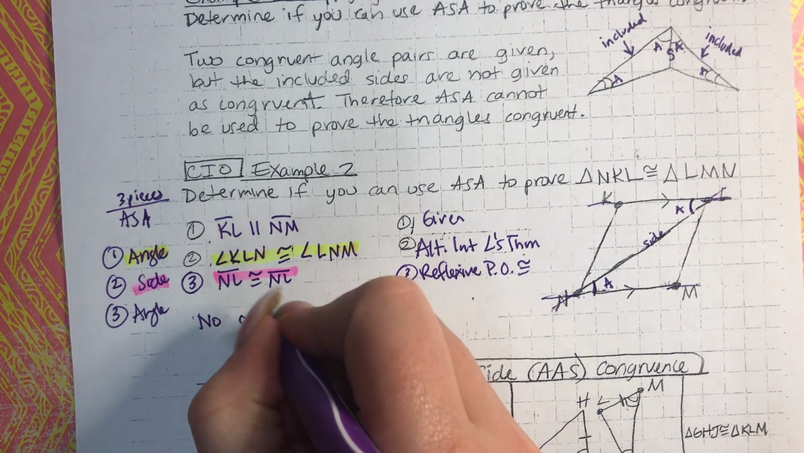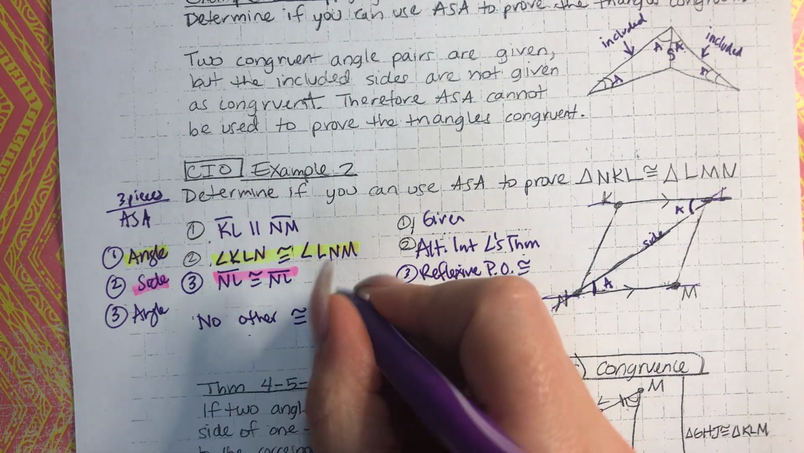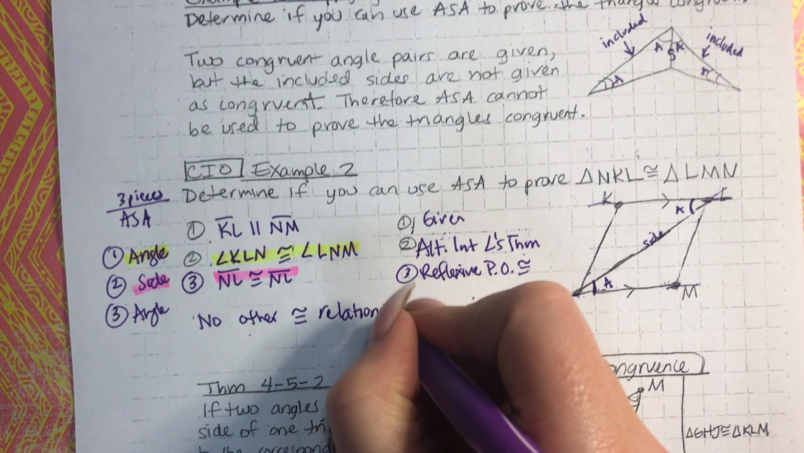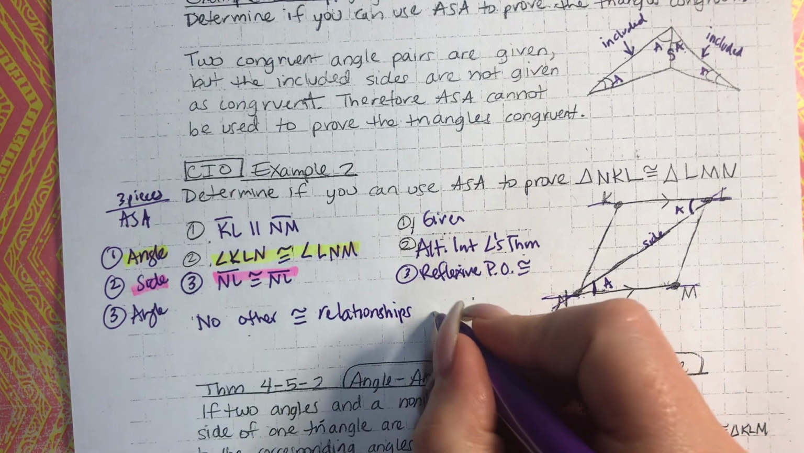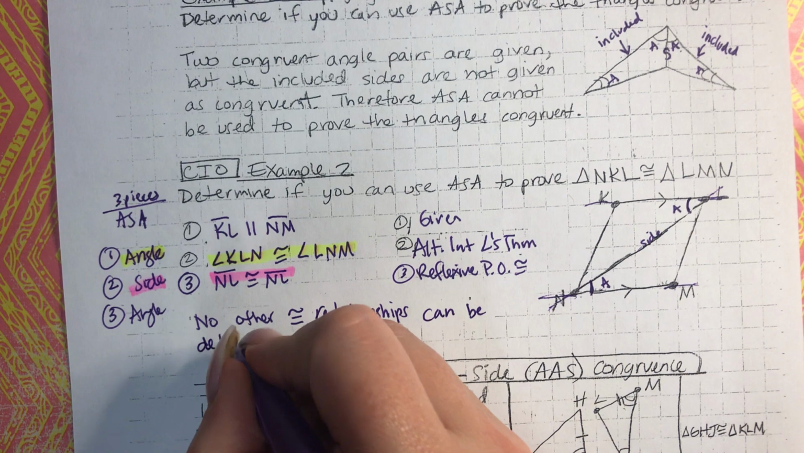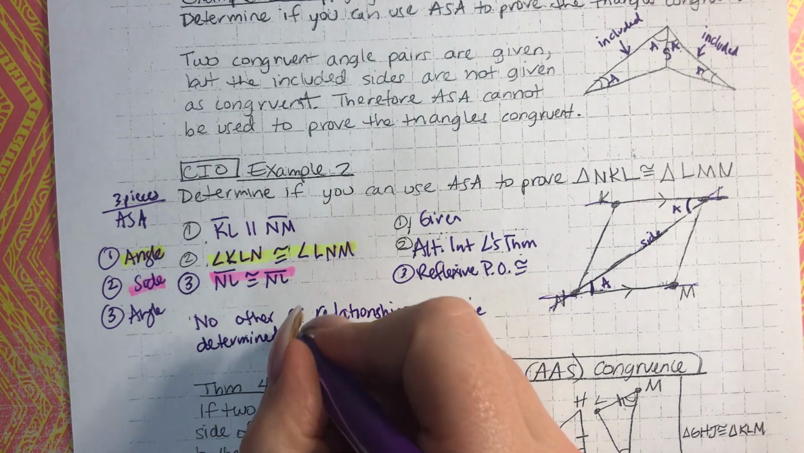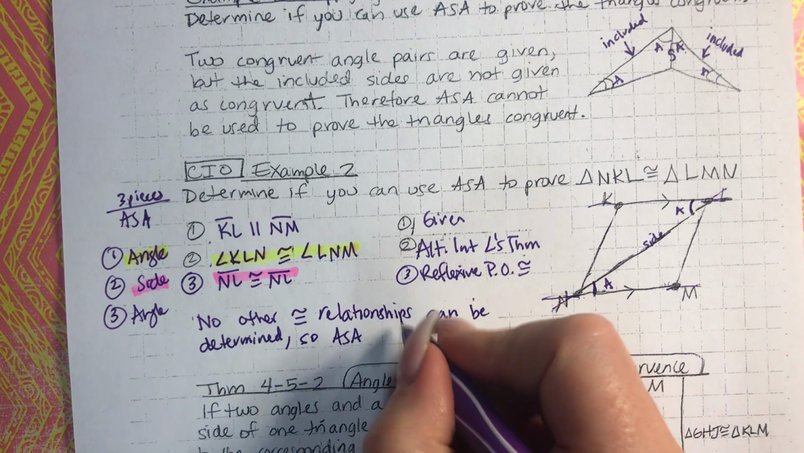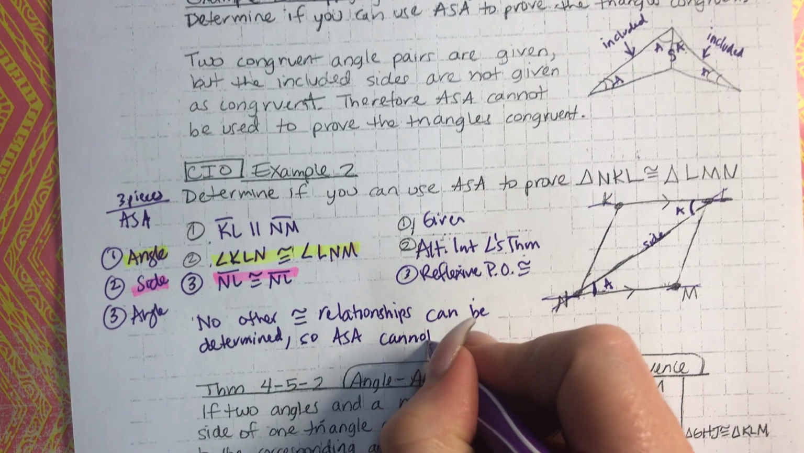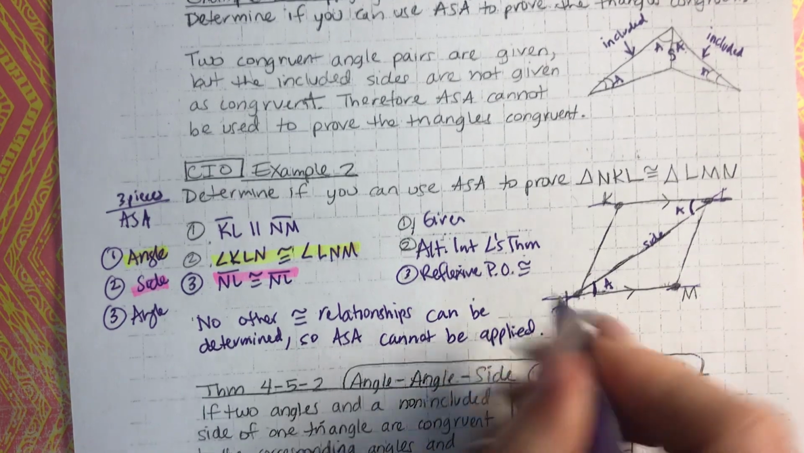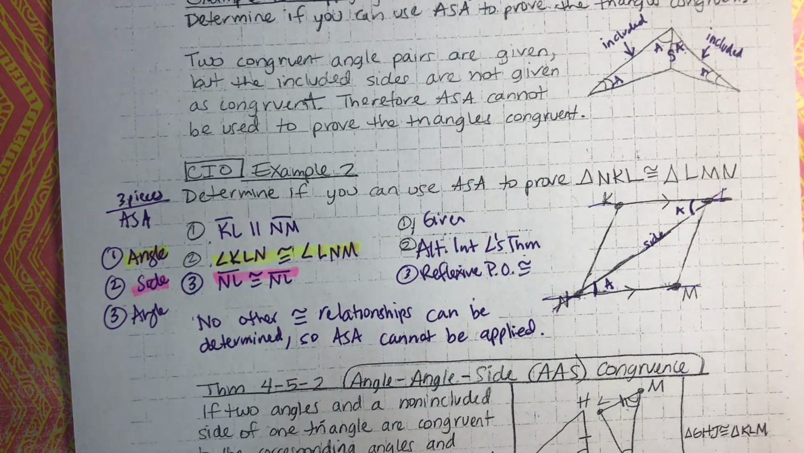No other congruence relationships can be determined. So angle side angle cannot be applied. All right, that is it for example 2. We'll see you back in a little bit for example 3.